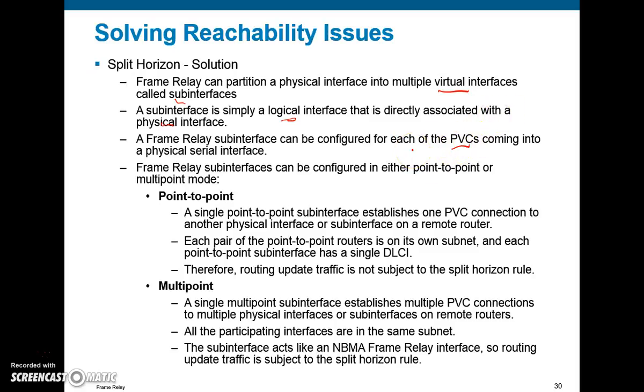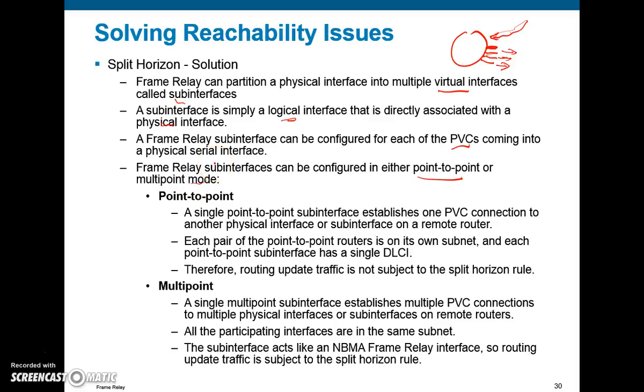a single physical interface. So to a routing protocol like OSPF or RIP, this physical interface is actually subdivided into some sub-interfaces. So if I receive a routing update from one sub-interface, I can still send the routing update back out through another sub-interface, although physically they all came from the same physical interface. Sub-interfaces can be configured as either point-to-point or multipoint.